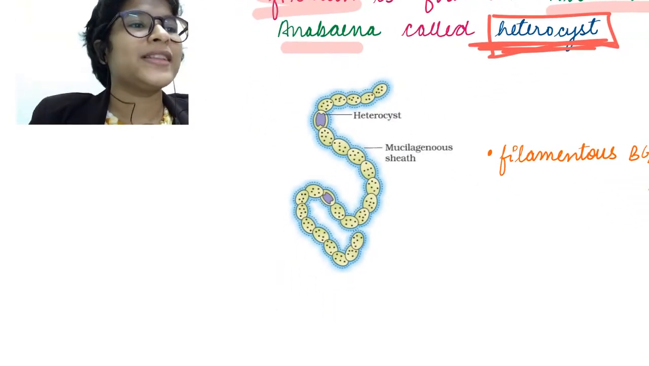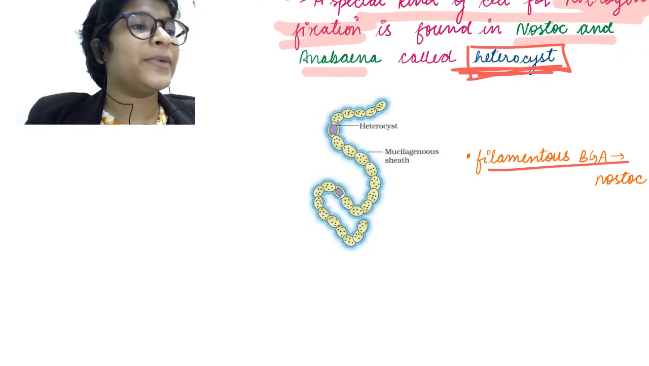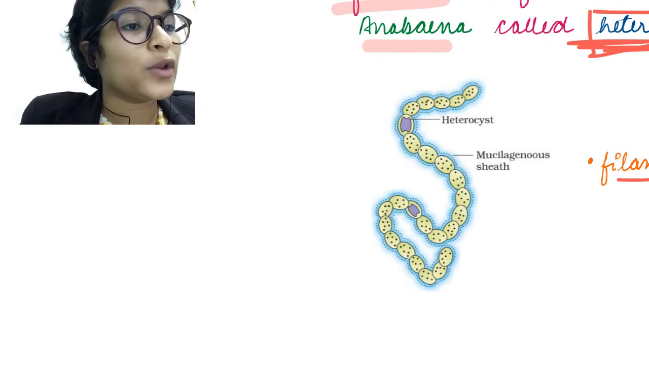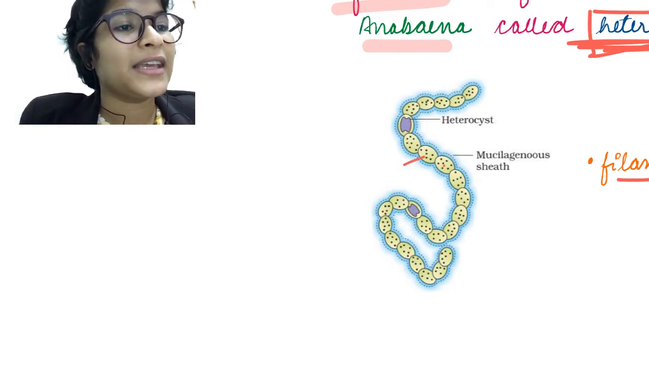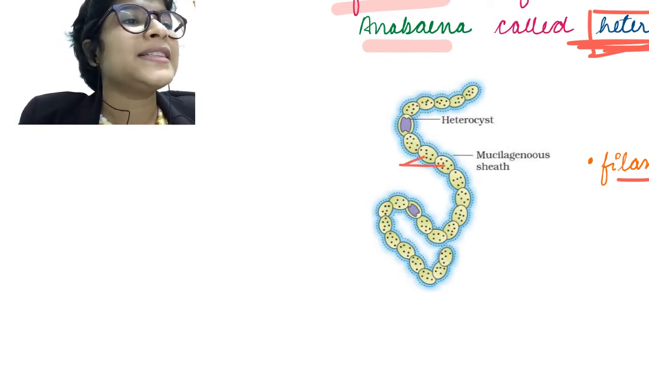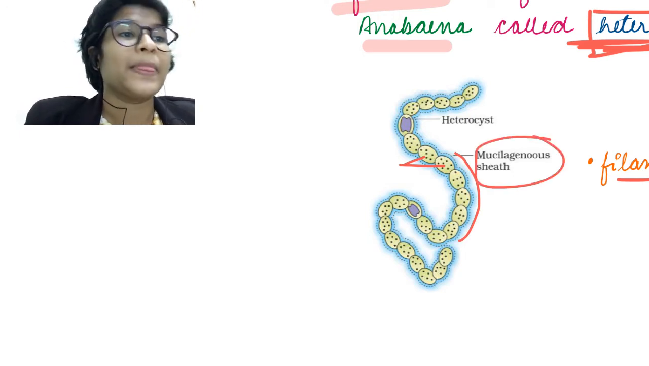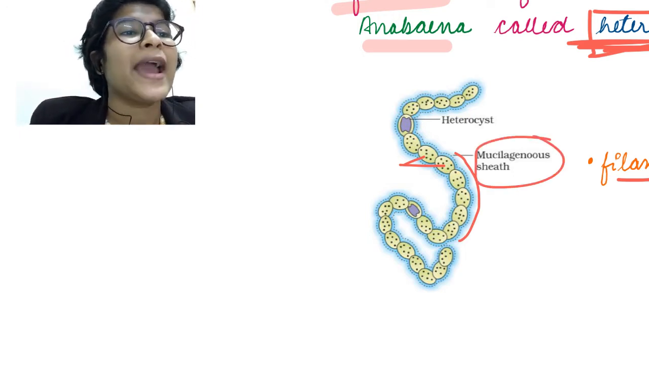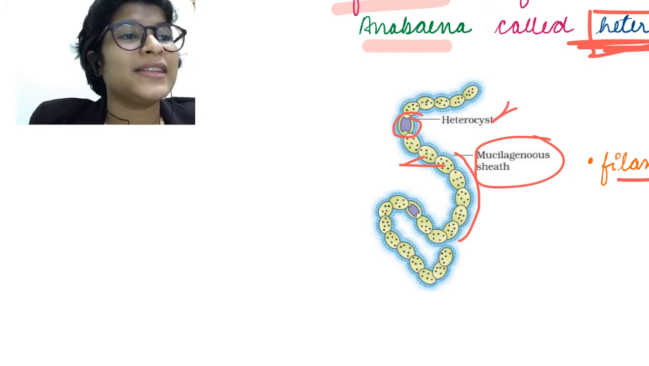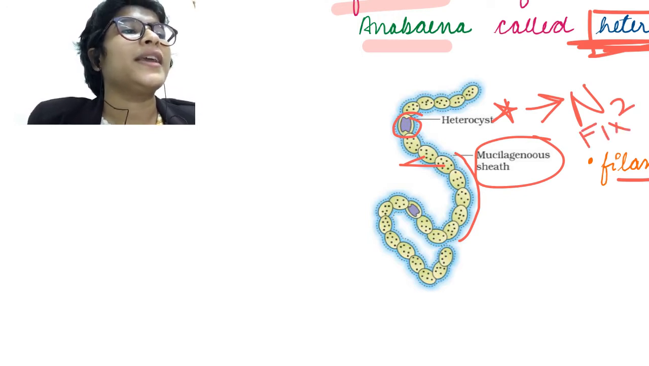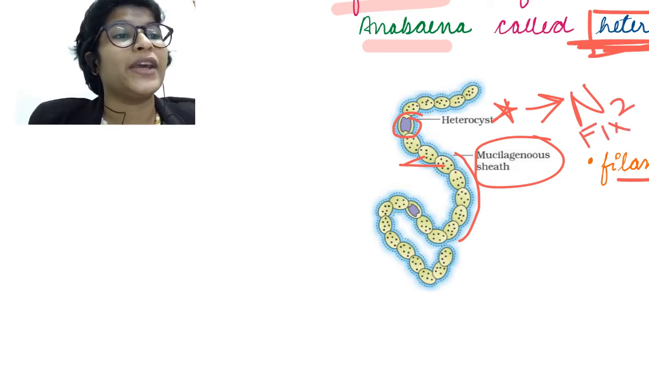Okay, let's look at this diagram. This is a filamentous BGA, Nostoc, and inside it these are its normal cells. These are Nostoc cells. This is a mucilaginous sheath around it which protects it in water and helps it stay afloat also. And this, my friends, is the heterocyst which is responsible for nitrogen fixation. The heterocyst fixes nitrogen.